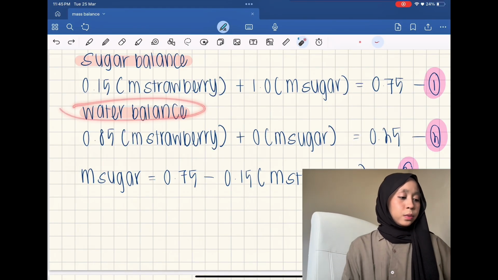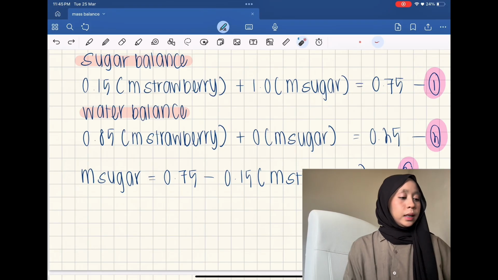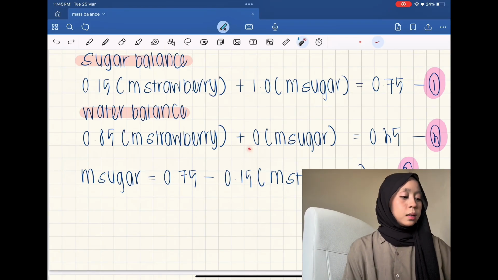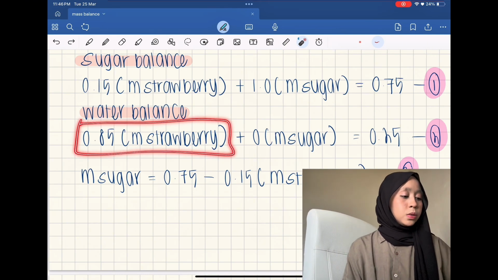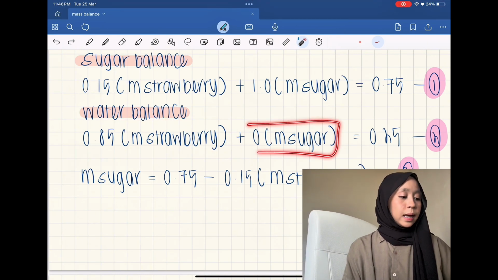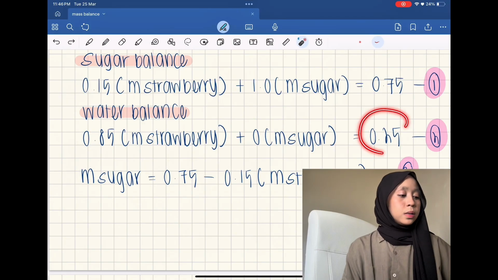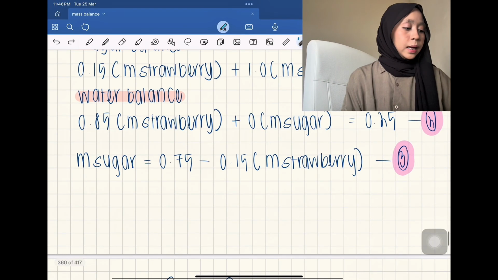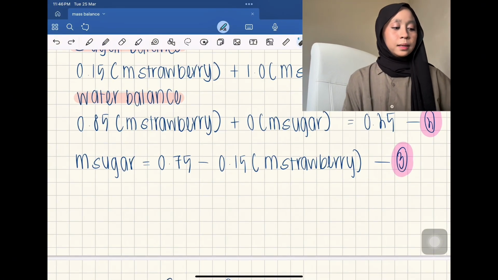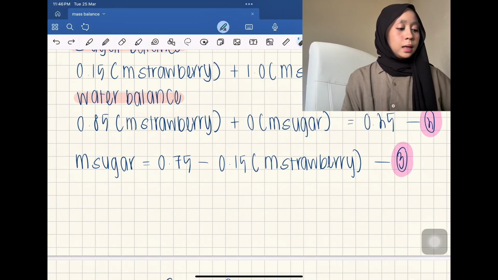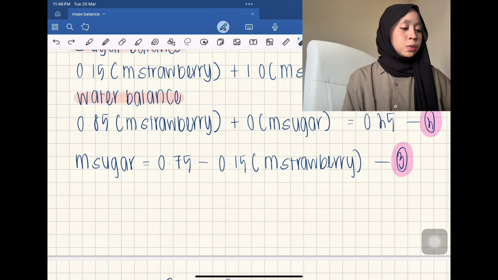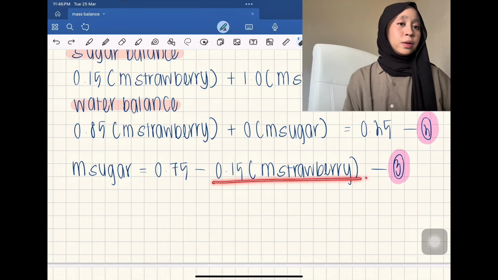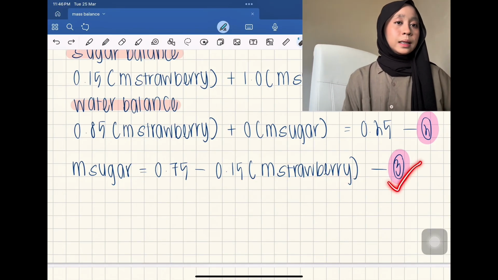So for the water balance equation, the water in the jam comes only from the strawberries, since sugar does not contain any water. So the final jam must contain 25% water. So we can write it as 0.85 times m strawberry plus 0 times m sugar equals 0.25. And that will be our second equation. And we can express one variable in terms of the other. We can rearrange equation 1, and it will be m sugar equals 0.75 minus 0.15 m strawberry. So that will be our third equation.